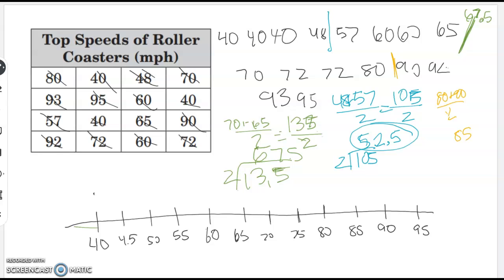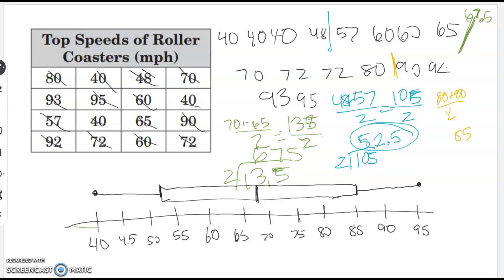My smallest number is 40. My biggest number is 95. My median is at 67.5, which is going to be right here in between 65 and 70. And then my quartile 1 is at 52.5, which is going to be right here in between 50 and 55. And then quartile 3 is at 85, which is right there. I'm going to go ahead and connect those with a line to create the box of my box and whisker plot. And then I'm going to connect those whiskers out. So that is my box and whisker plot.